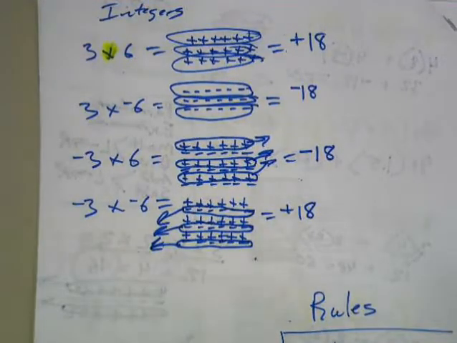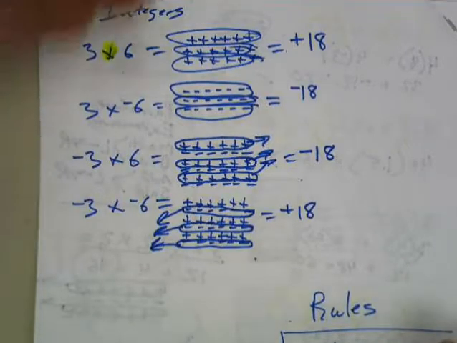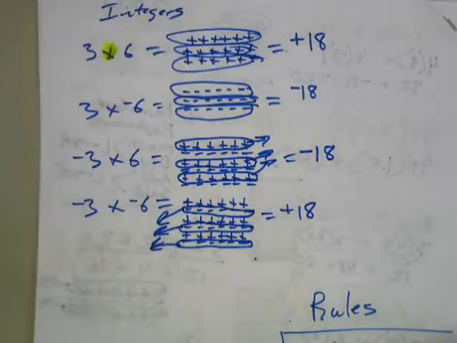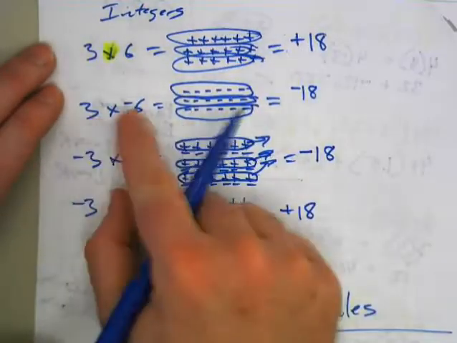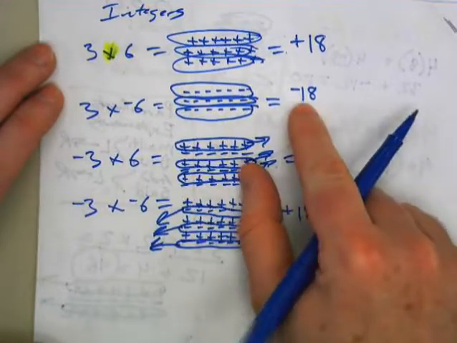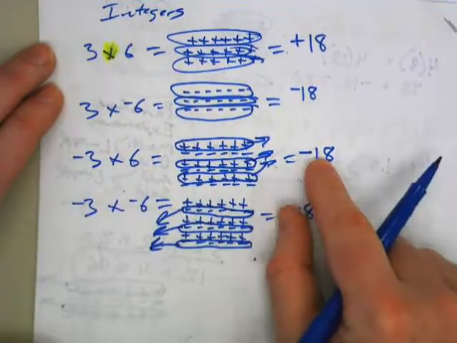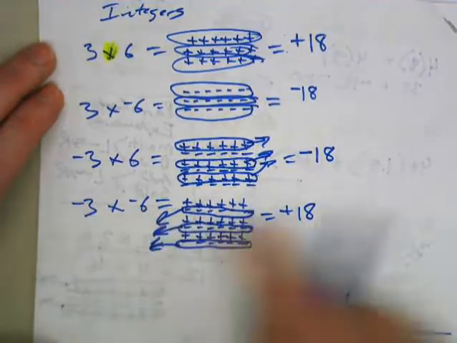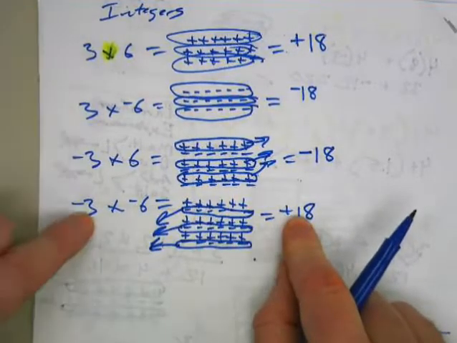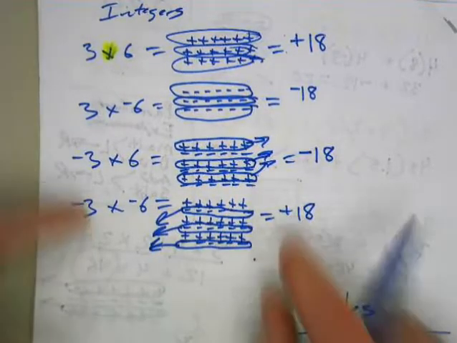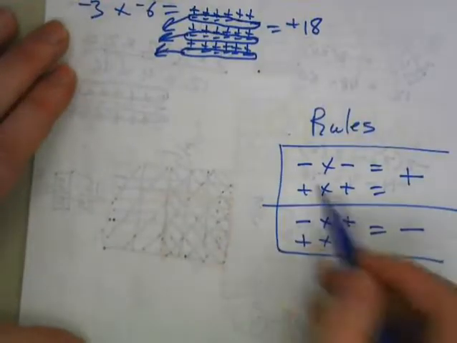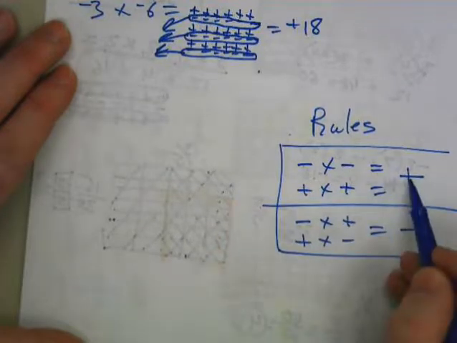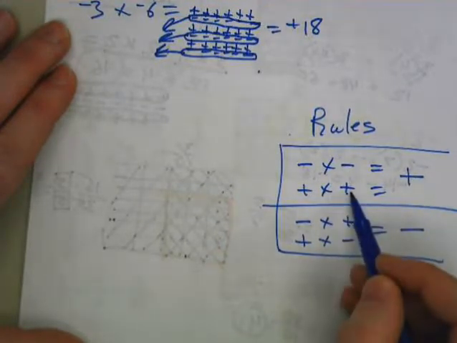So hopefully you see how that happens. Guess what? This pattern works for all positive and negative numbers. A positive times a positive is going to be a positive. A positive times a negative is going to be a negative. A negative times a positive is going to be a negative. And a negative times a negative is going to be a positive, which seems weird and unusual. So let's think of what those rules might be. A negative times a negative is a positive, and a positive times a positive is a positive.